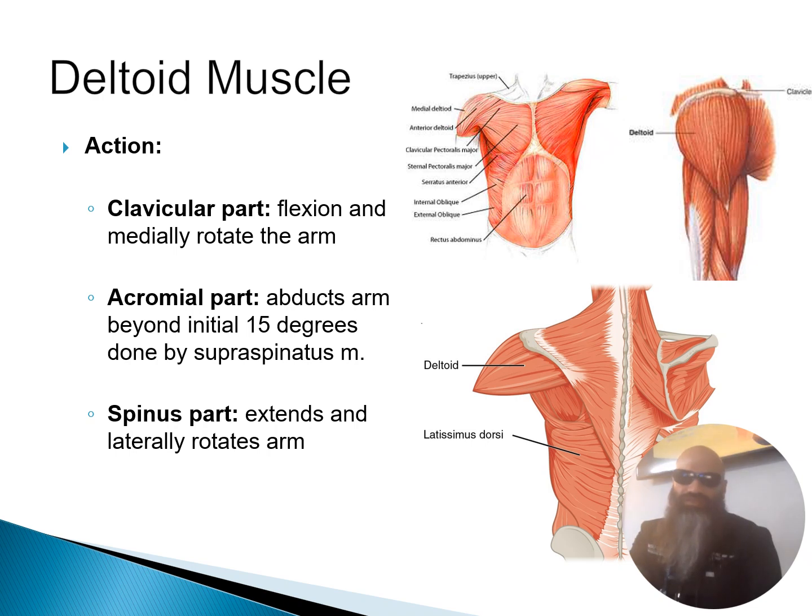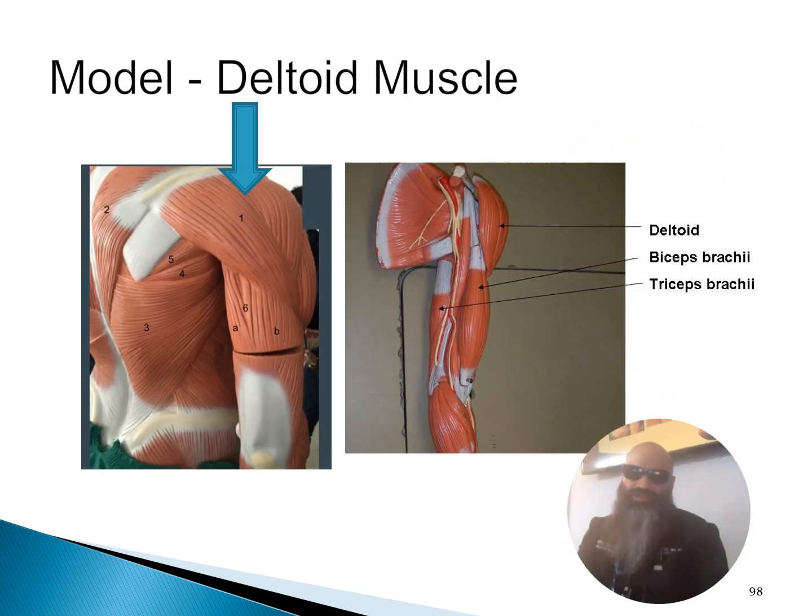For action, I'm just going to have you worry about abduction. I'm not going to worry about the clavicular part. Just know that it does shoulder abduction. I'm not going to get too minutiae with that. So there it is, your big shoulder muscle. This is the one we have, and I saw a bunch of you walking around the lab with it in your hand. You guys took it off, yes?